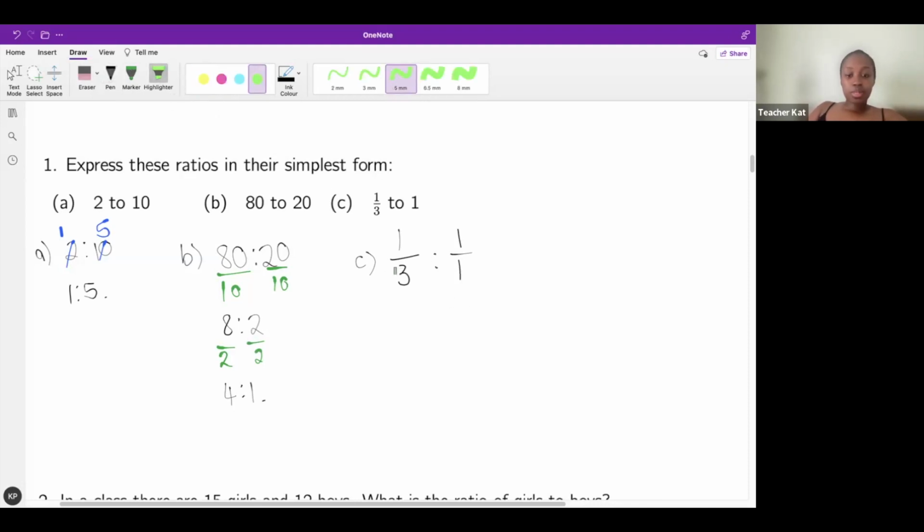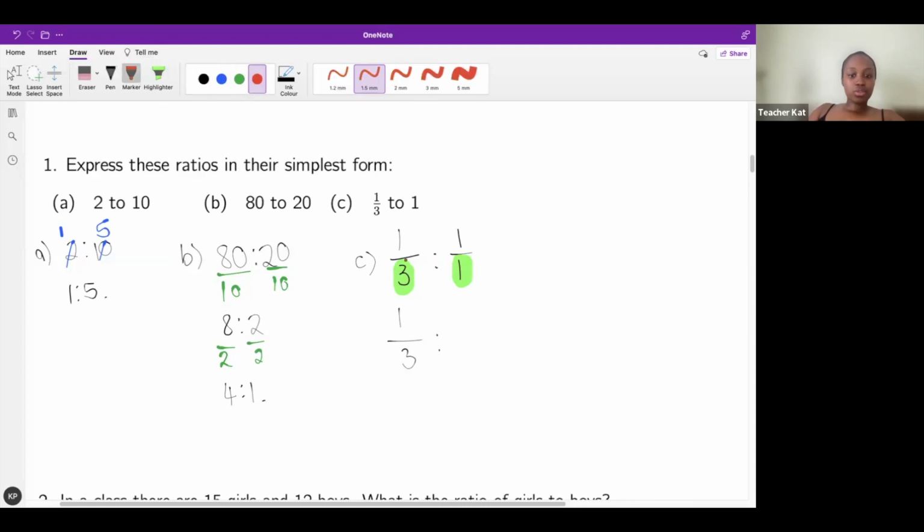Now, we want these two to be the same denominator. So what am I going to change my denominator to? What's the lowest common multiple between 3 and 1? Now we're doing multiples, not factors. What is the lowest common multiple between 3 and 1, guys? It's 3, right? So I'm going to have 1 over 3 here. And then instead of 1 over 1, what is my new fraction going to be on the side?